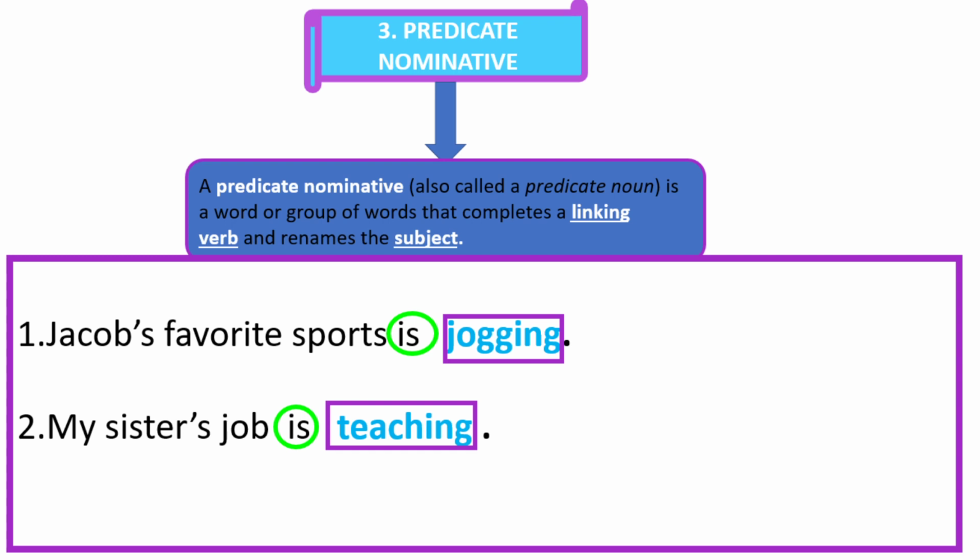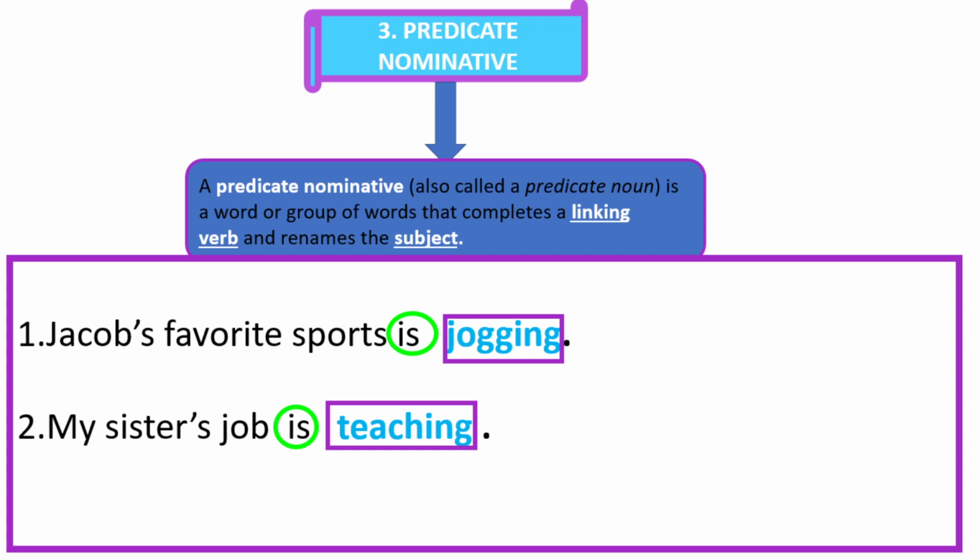Now, another tip for you to be able to identify that the gerund is the predicate nominative in the sentence is that this predicate nominative can be changed into the subject of a sentence. It can be reversed, just like this one. Jogging is Jacob's favorite sports. So you see, that's the time that you'll be able to identify that it does not function as a verb, because it can also function as a subject if you reverse the sentence.